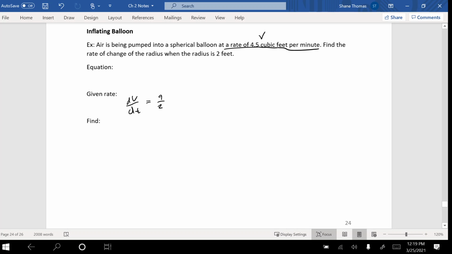Okay. Now we want to find the rate of the radius. So we want to find dr/dt when our radius is 2. All right, can we think of an equation that would relate volume and radius? Remember the volume formula? Don't remember the volume formula for a sphere? All right, I'll help you. Volume is 4/3 pi r cubed.